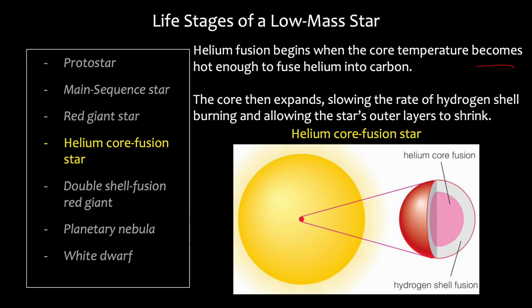Once the core temperature rises above 100 million Kelvin, this will lead to a runaway process called the helium flash, which will be discussed in the next few slides. When that happens, the general stage of helium core fusion will begin. So this is a quick summary: the helium core will begin fusing when it reaches about 100 million Kelvin, and when electron degeneracy pressure can no longer hold against gravity, that's when helium fusion will officially happen.